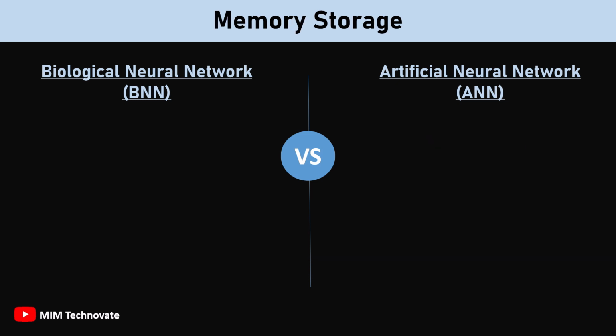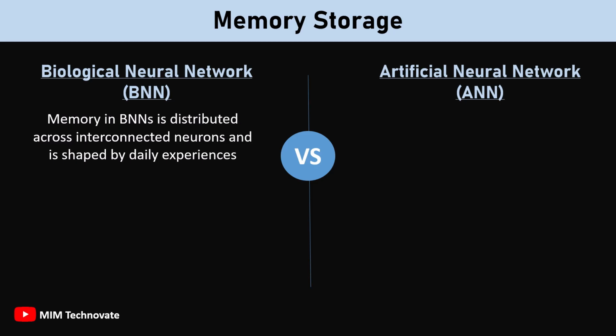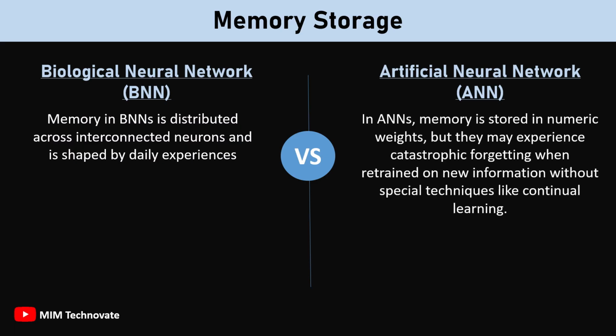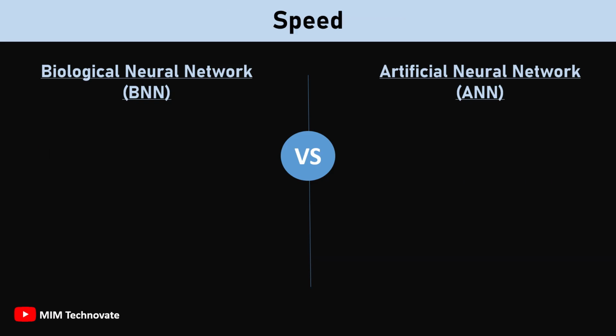Memory storage. Memory in BNNs is distributed across interconnected neurons and is shaped by daily experiences. In ANNs, memory is stored in numeric weights, but they may experience catastrophic forgetting when retrained on new information without special techniques like continual learning.